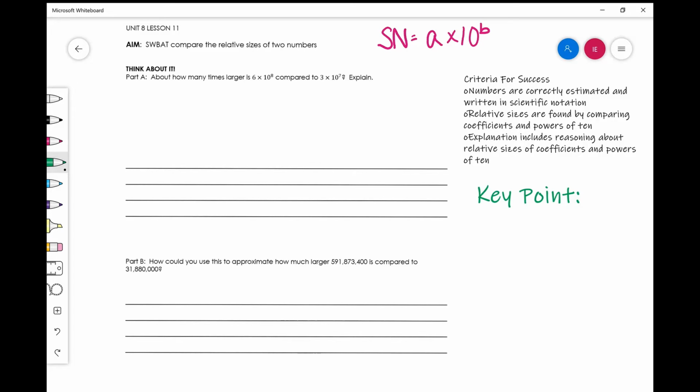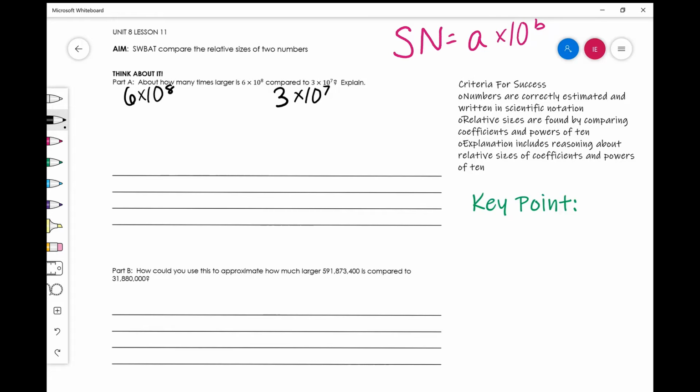Today we're looking at Unit 8, Lesson 11, with our aim being able to compare the relative sizes of two different numbers. Our think about it asks us, how many times larger is 6 times 10 to the 8th power compared to 3 times 10 to the 7th power? When we're comparing our values 6 times 10 to the 8th and 3 times 10 to the 7th, what can we compare?